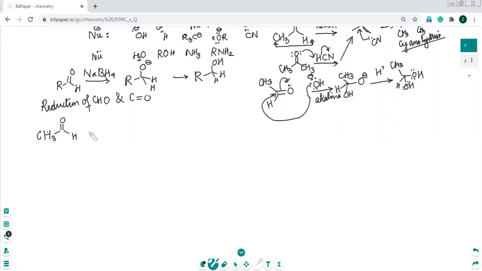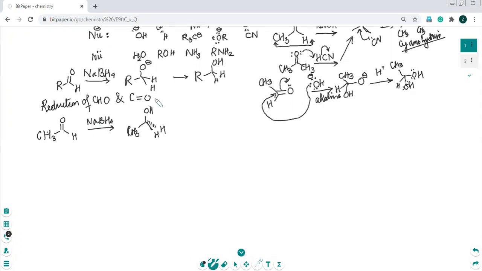If you reduce this with sodium borohydride, NaBH4, you will get primary alcohol, CH3 COH. Remember, it is not optically active, but I'm just drawing the structure in a three-dimensional fashion.